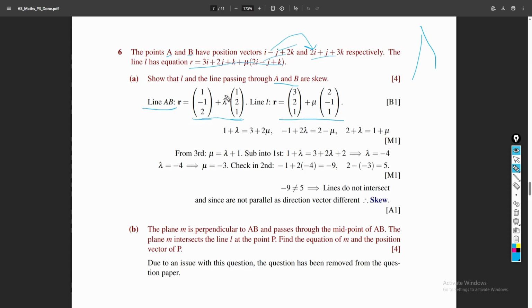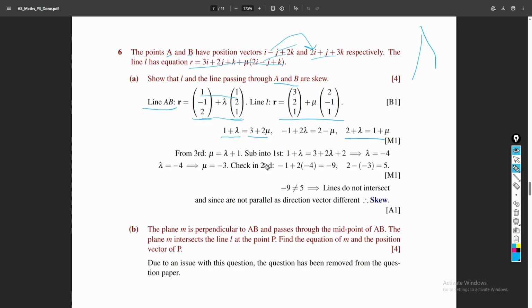Since we need to prove they do not meet, let us show that if they meet, we get a contradiction. So let's assume they met. So we equate them. So we put 1 plus lambda. So this x component, we were equating the x component here, and then we got this equation. Then we are equating the z component.